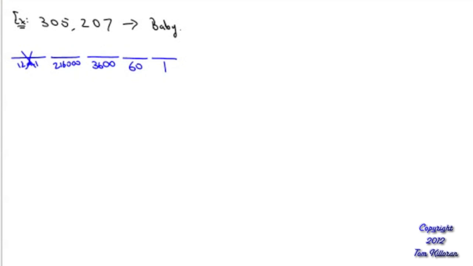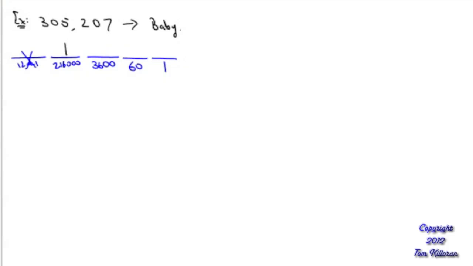So you pick up your handy dandy calculator and you type in 305,207 divided by 216,000. And you get a magic number, 1, which we were expecting anyways. The 1 goes up here.